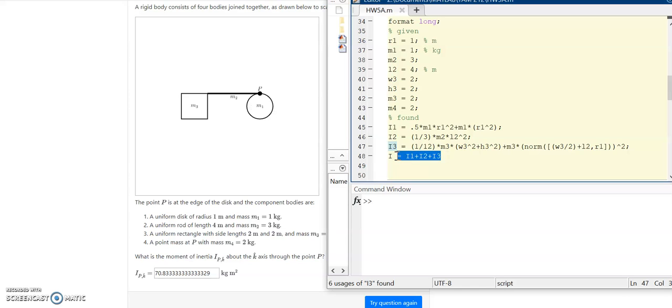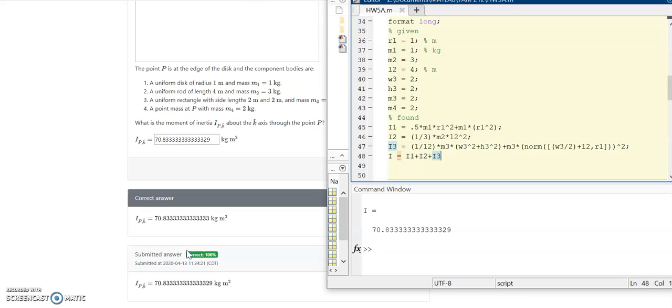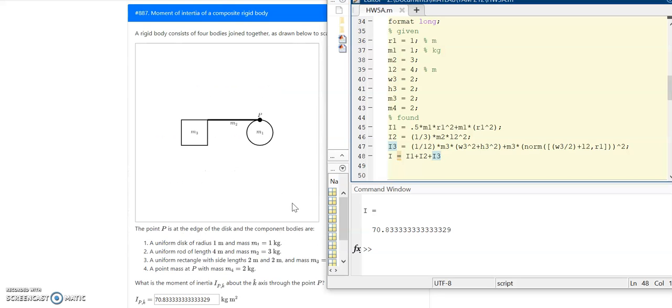So finally, like I said before, you can add the three together to get the total moment of inertia. We don't have to take into account the point mass at P because there's no distance between the point mass and P. Therefore, there will be no moment of inertia from the point mass around P. And so finally, we run the code. You get 70.83, and see, we got that. That's the correct answer. So that's how you find the moment of inertia of a composite rigid body about a point.